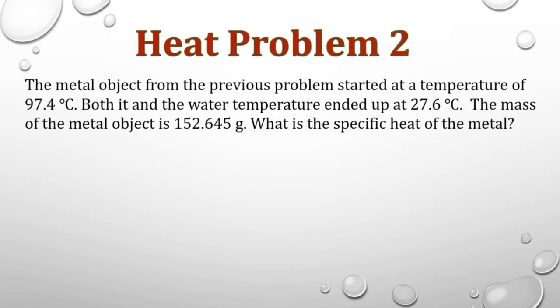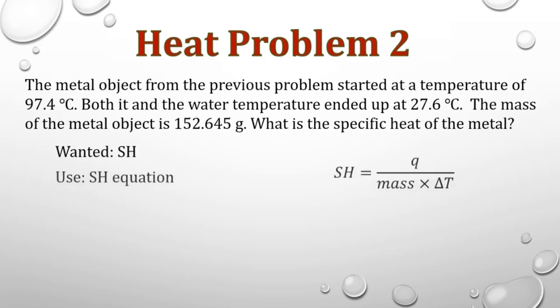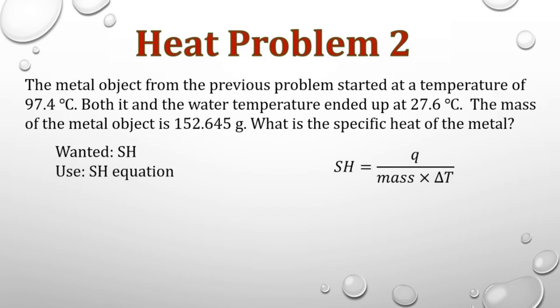The metal object from the previous problem started at a temperature of 97.4 degrees C. Both it and the water temperature ended up at 27.6 degrees C. The mass of the metal object is 152.645 grams. What is the specific heat of the metal? So what are we trying to solve for? In this problem, they're asking for the specific heat of the metal. So we will use the specific heat equation.